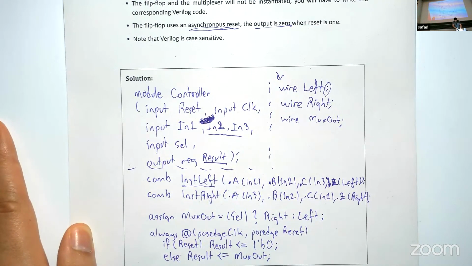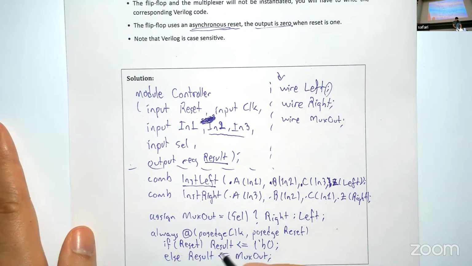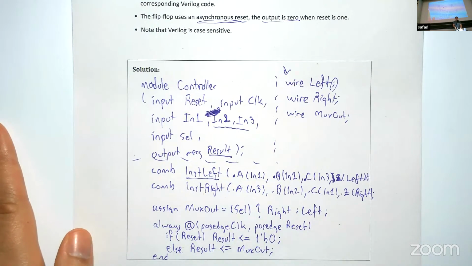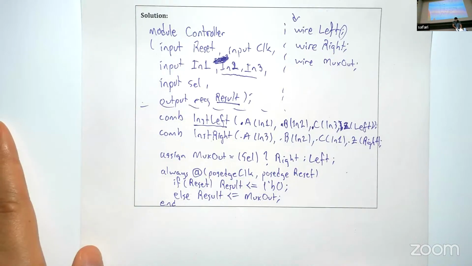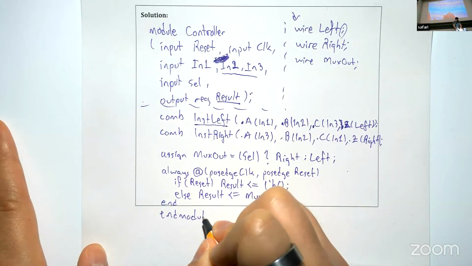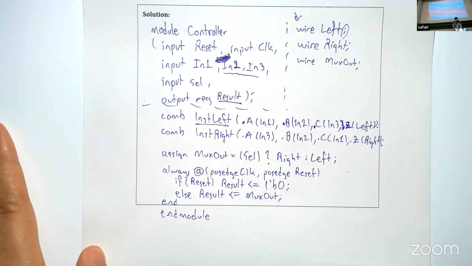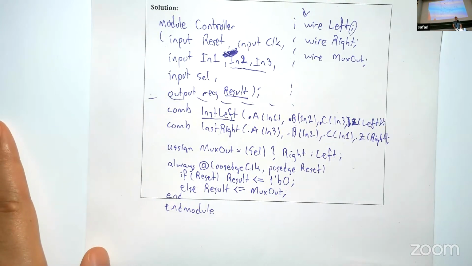Well, this is just some detail. You don't have to write AND here, but you could write it if you want, because this is a one-liner inside an always block. And then obviously you need to end the module definition. That should be enough for this module. Do you have any questions now? Yes.